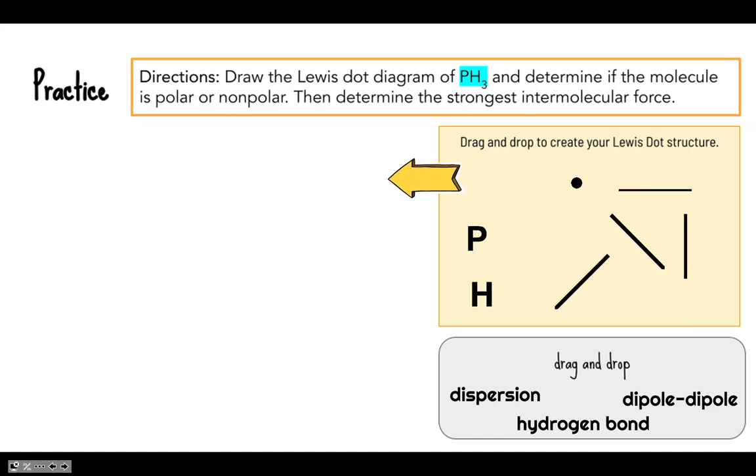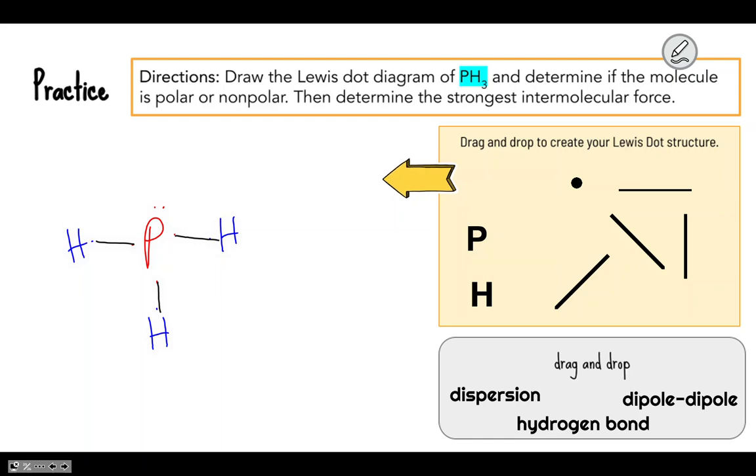Now, this one right here, P. How many dots does a P get? Phosphorus. 5. 1, 2, 3, 4, 5. We have 3 hydrogens. How many does each hydrogen get? 1. Good. So if we connect these dots here, we're going to have 3 bonds, 3 bonds with 1 lone pair. What shape is that one? This one's trigonal pyramidal, yes. Has the 1 lone pair on it, so is it polar or nonpolar?